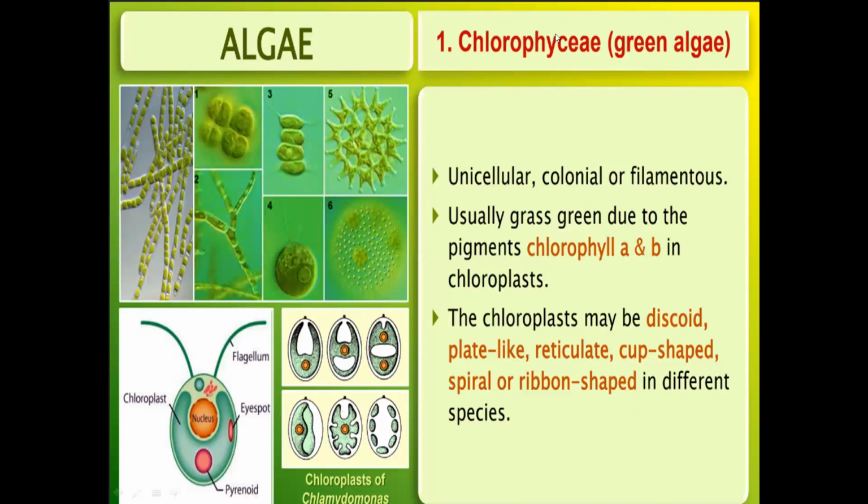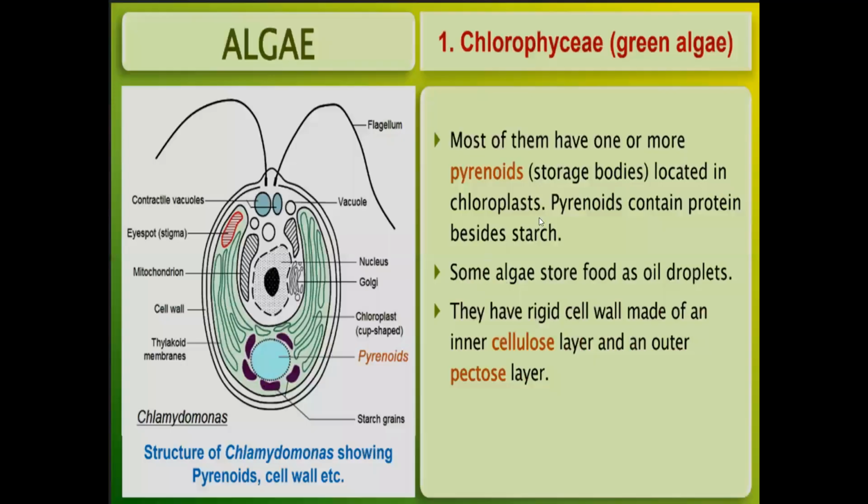So from here you have to know at least that Chlorophyceae is green algae. We have to see that most of them have one or more pyrenoid storage bodies located in the chloroplast. Pyrenoids contain proteins besides starch. This is a very important point. These are pyrenoids, this is Chlamydomonas. Pyrenoid is like a storage body. Pyrenoids contain protein besides starch, so they will store starch and protein. So write that.